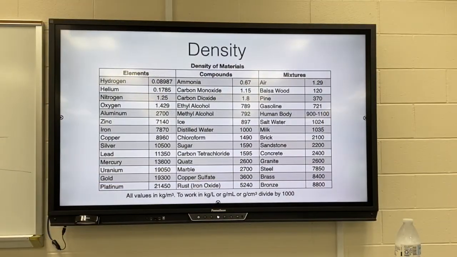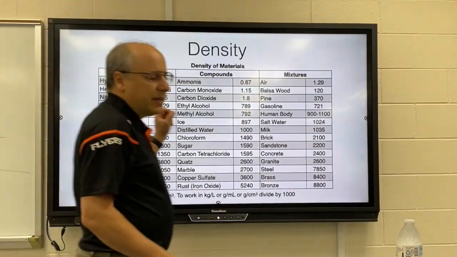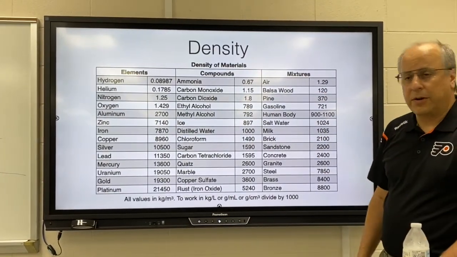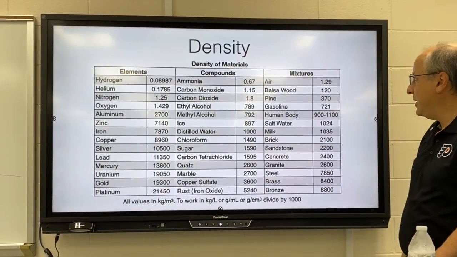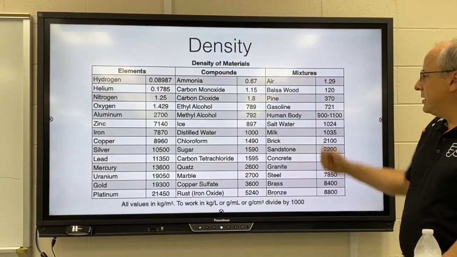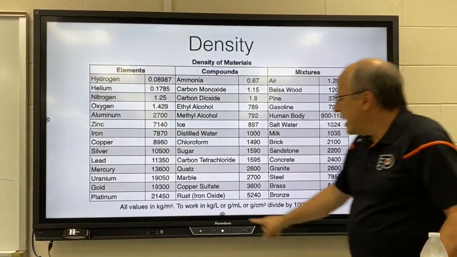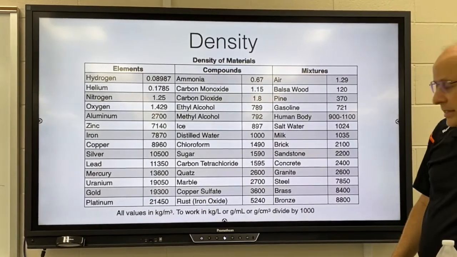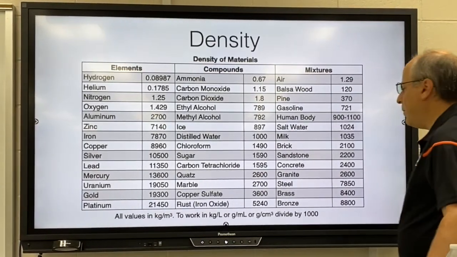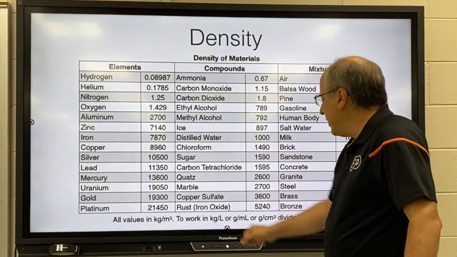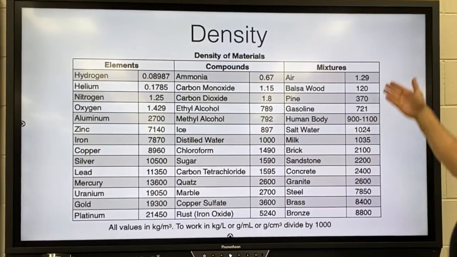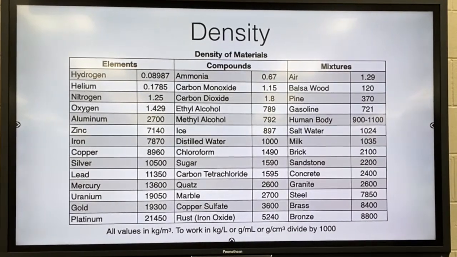You have a density sheet. If you don't have it from last year, that's okay. Whenever you need it, I will post it until we're back in person and you can get another copy. But these are the densities of different materials. Again, all values are in kilograms per cubic meter. That's the standard. If you want to work in a different unit like kilograms per liter, grams per milliliter, or grams per cubic centimeter, just divide these by 1,000.